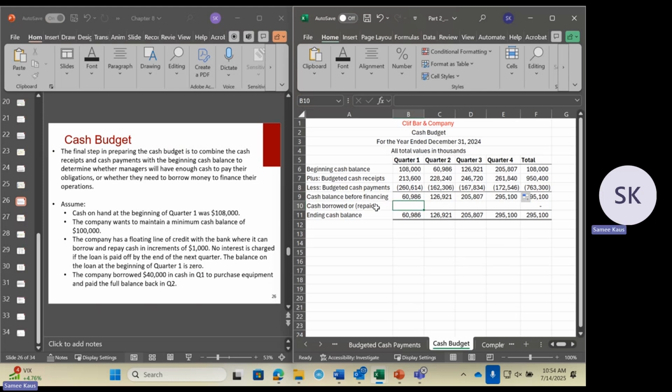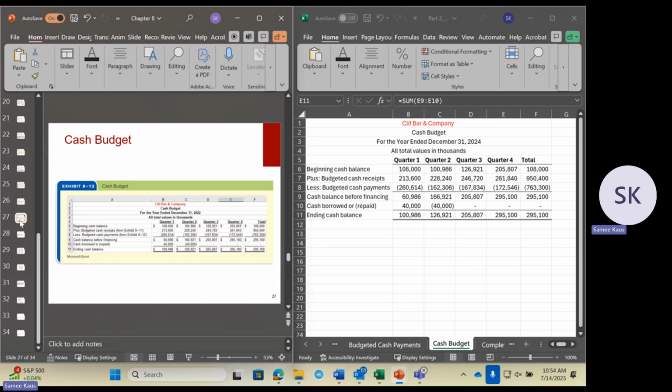Now, finally, this is what's important: it tells me that I borrow $40,000 in cash at the beginning of Q1, and I pay it back during Q2. So again, I borrowed it, it increased my cash. I paid it back, it decreased my cash. And I didn't have any borrowing activities in Q3 or Q4. So notice again how important it is that the budgets we prepared before this budget are correct, because otherwise, none of these values are going to be right.